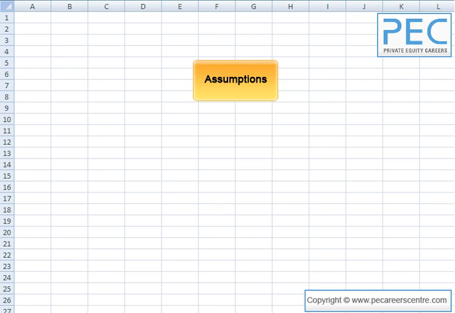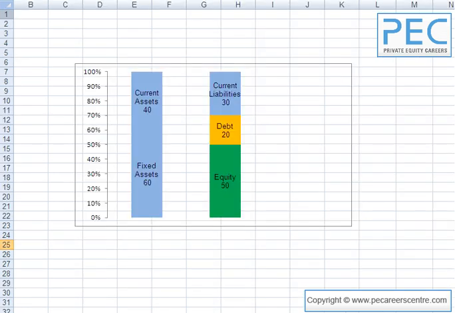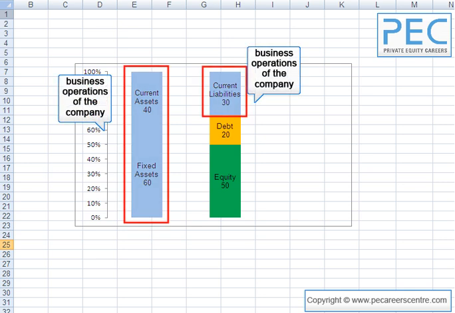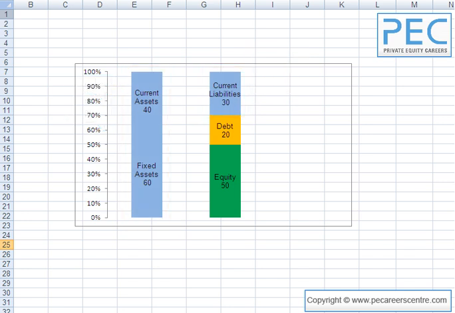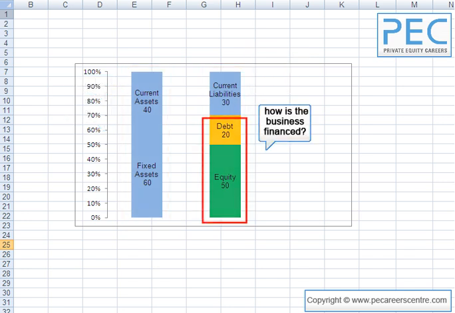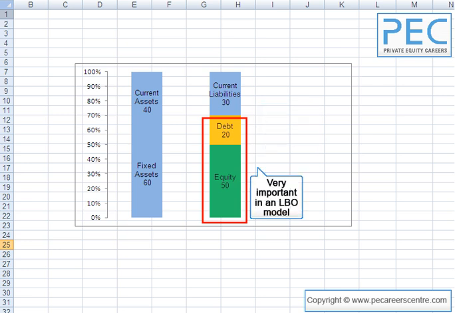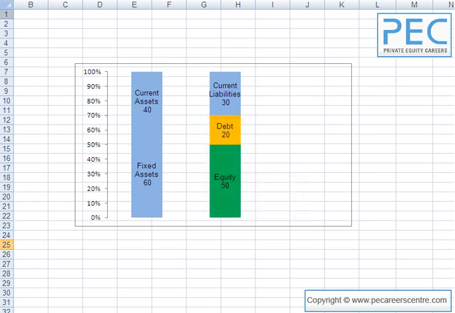Assumptions. Broadly speaking, assumptions can be grouped in two categories. Operating assumptions relate to all the business operations regardless of how the company is capitalized. Financing assumptions relate to how the company is capitalized with either debt or equity. This distinction is particularly relevant in an LBO model since the new company will have a new capital structure.